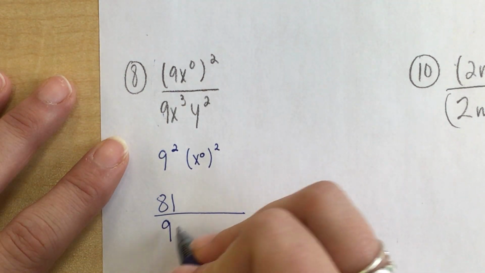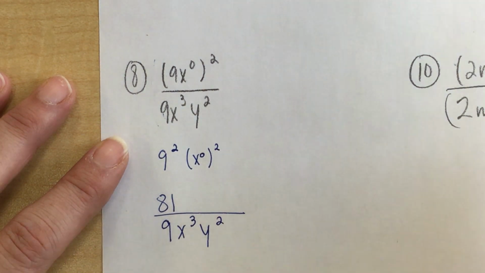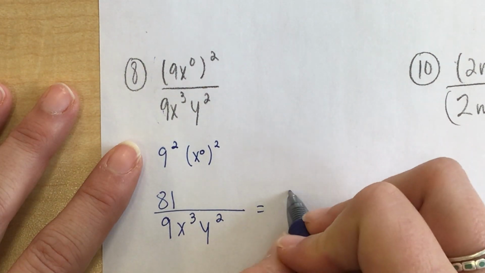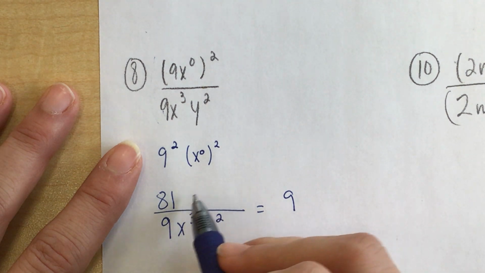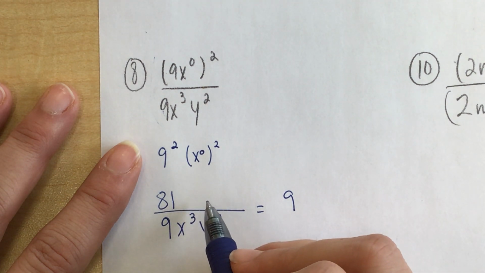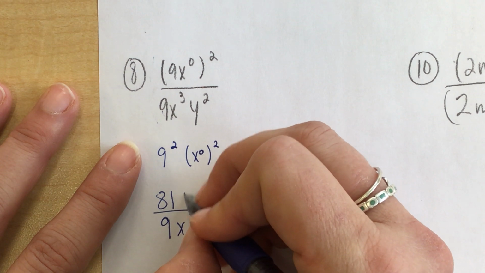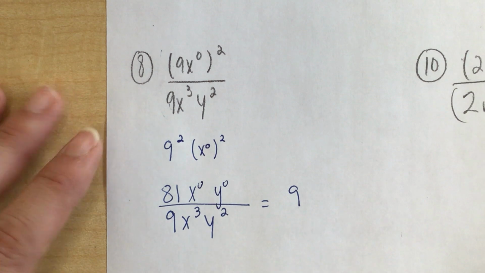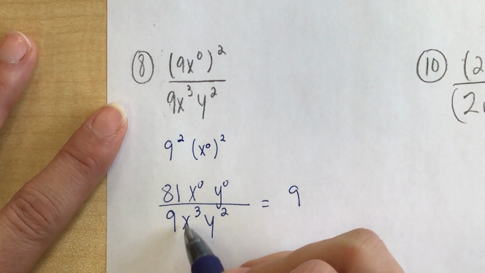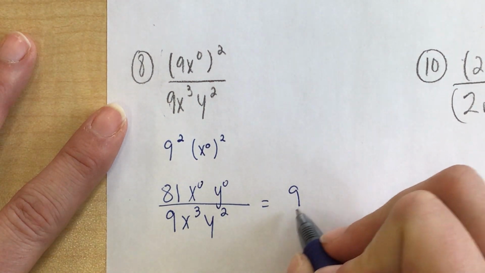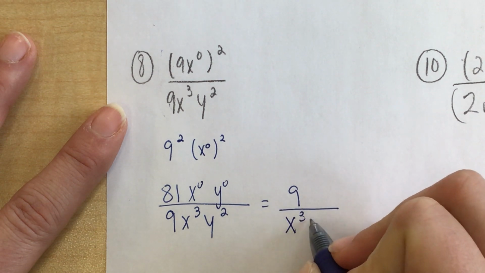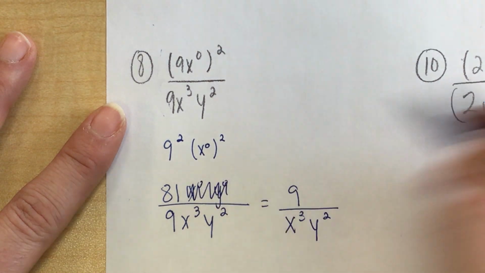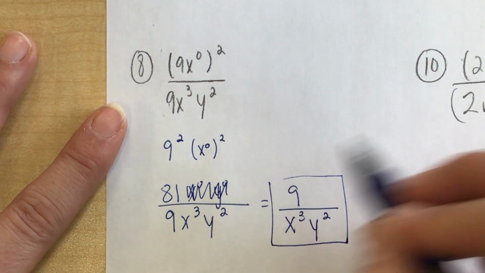I'm going to rewrite the bottom. All right, so now 81 divided by 9, that gives me 9. Now, I have no x or y on top, so there's nothing I can subtract. Or if you think about it, you really have x to the 0, y to the 0. And if I subtract those, it would be negative. So we don't do anything. We're just going to leave these exactly where they are. So this is 9 over x cubed y squared. Okay? So this is your correct answer.